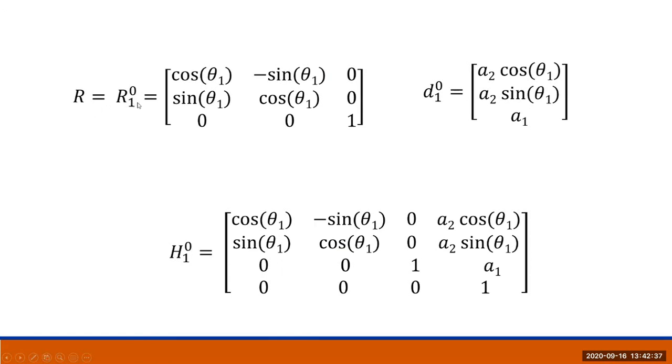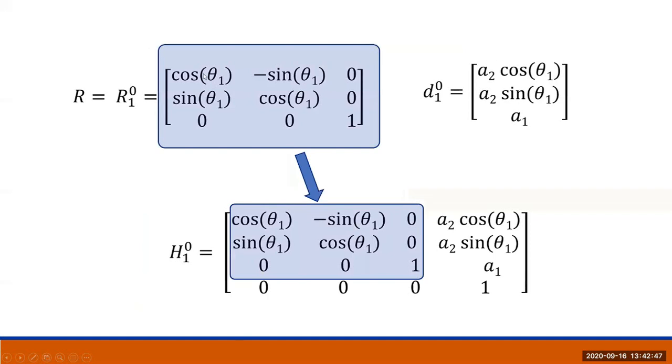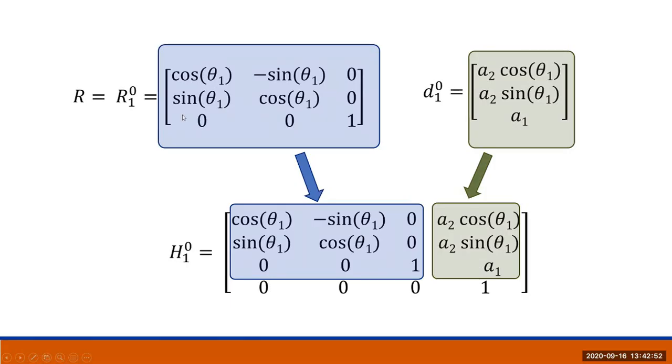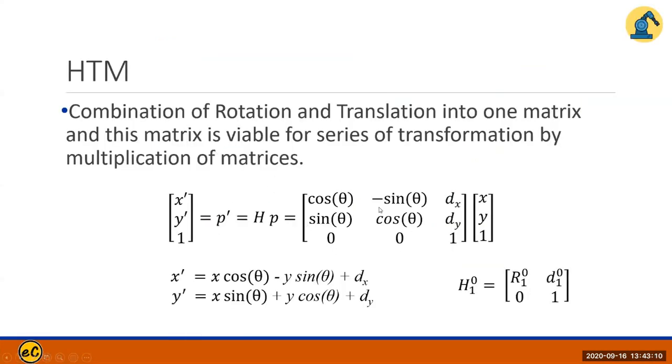R equal R0 over 1, it will be something like this. Displacement will be like this. This we already covered in the previous lectures. So we can actually combine the rotational matrix and the displacement vector in 3 dimensions like this. In 2 dimensions, as we mentioned before, it would be something like this. This is the 2-dimensional combination. You have the rotational matrix like here, you have the displacement vector like this.